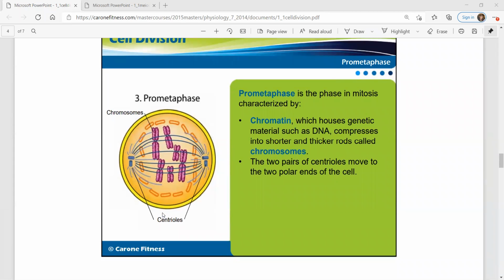Prometaphase is the phase in mitosis characterized by chromatin, which houses the genetic material such as DNA, compressing into shorter and thicker rods called chromosomes. The 2 pairs of centrioles move to the 2 polar ends of the cell. So you see how they're separating towards the poles. And then you see the chromosomes forming.